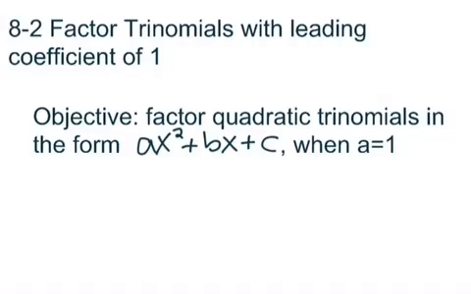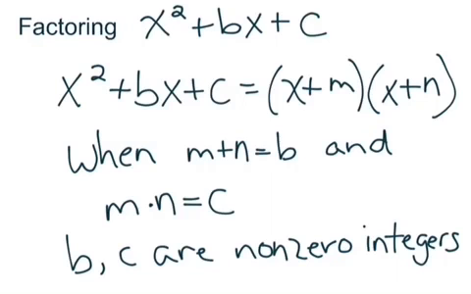8-2 factor trinomials where the leading coefficient is 1. Our objective here is to factor quadratic trinomials that come in the form ax squared plus bx plus c when a is always equal to 1. So here's our basic definition of factoring when we have the following type of quadratic trinomial.